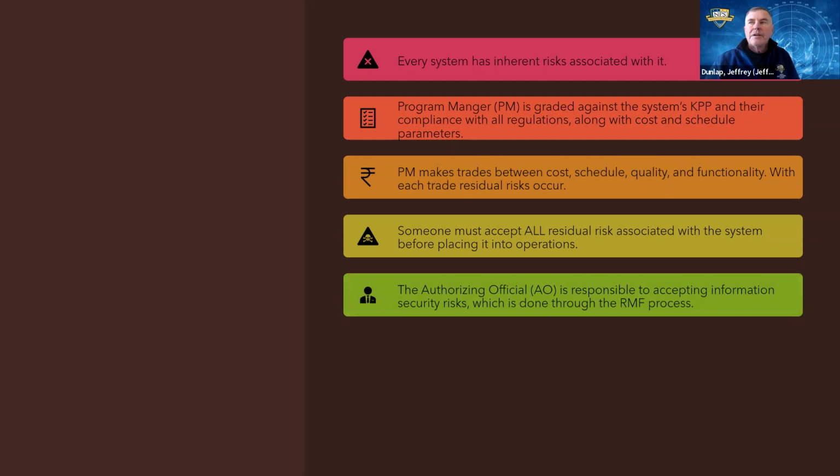Authorizing official, we've talked about this person. They're responsible for accepting the information security risk, which is done through the RMF process. Okay, sort of making sense here, right? If I have a program manager, the user wants this capability. I have to get it onto a network, an information system network in particular, and I don't own that network. I'm going to have to go through this AO process, authorizing official process.